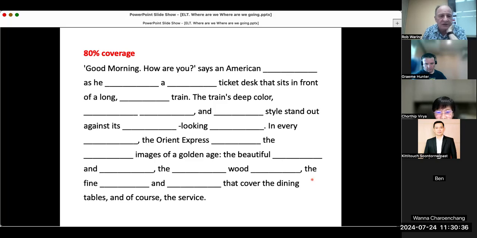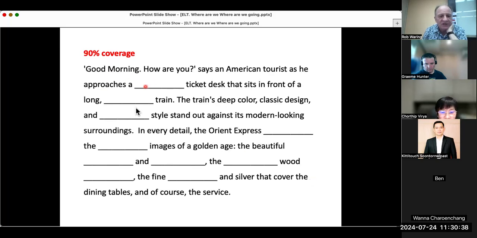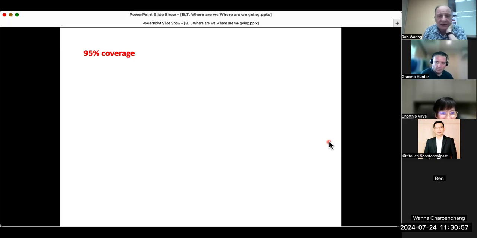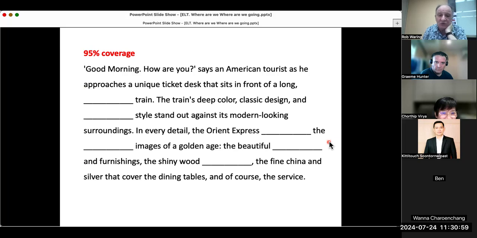Even with 90% coverage, again, there's about 6, 7 words here that they don't know. Approaches are kind of hard to guess. This is probably an adjective. What type of ticket desk? I don't know. Would you like to take a test after reading this? No, you wouldn't, right? Even with 90% of the words already known. Even at 95, it's still troublesome. It's still difficult to guess what these words mean, right?